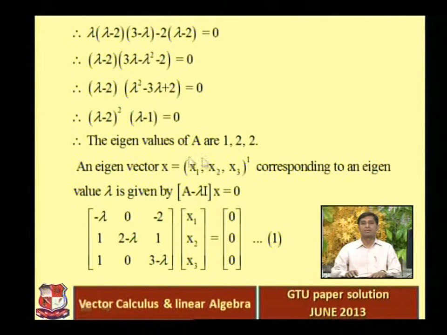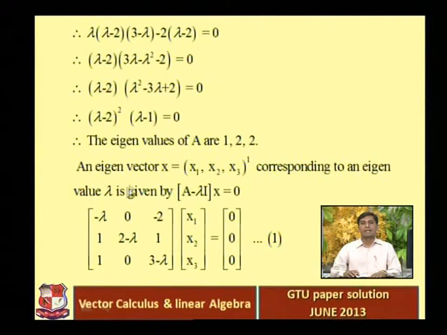So the eigenvalues of A are 1, 2, 2. From this equation, lambda minus 1 is equal to 0, so lambda is equal to 1, and lambda minus 2 square is equal to 0, so lambda is equal to 2, but 2 occurs 2 times. So the eigenvalues of A are 1, 2, 2. Now we also have to find the eigenvector corresponding to the eigenvalues. First of all we find the eigenvector corresponding to lambda equal to 1, and then lambda equal to 2.